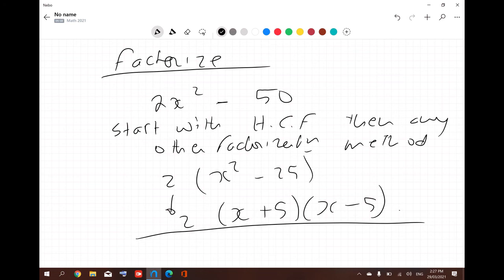Our next two methods of factorization will be the sum and difference of two cubes.